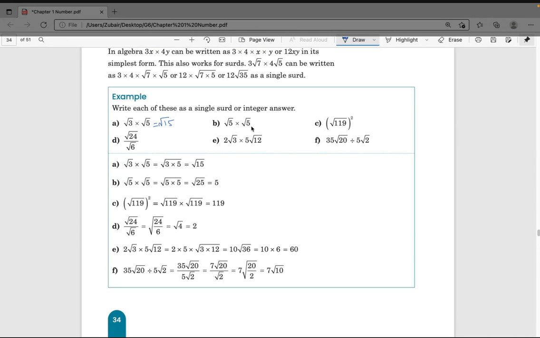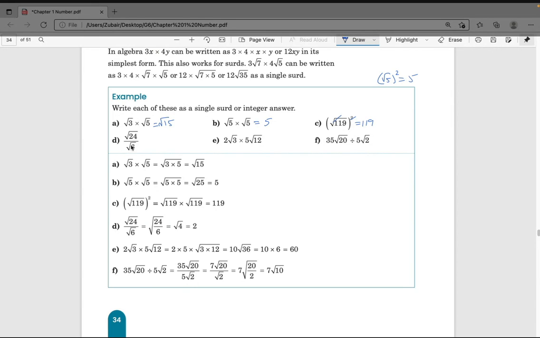Next one, both of them are the same. Square root 5 times square root 5 is just 5. Basically, same numbers, so I can make a square of that, and it's only 5. C part, square root 119, whole squared. We cancel out the square with the square root and are left with 119.